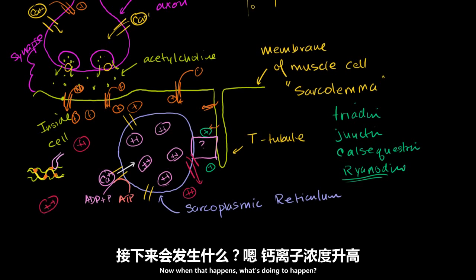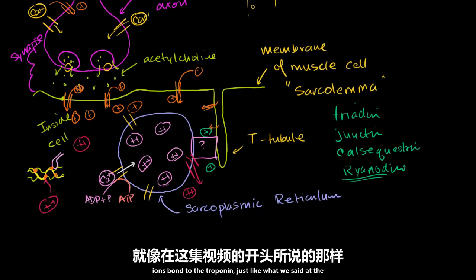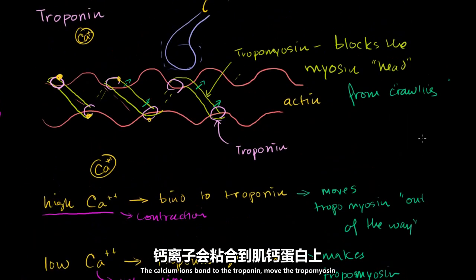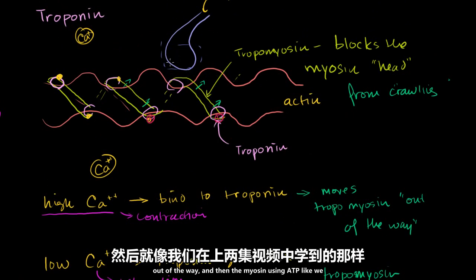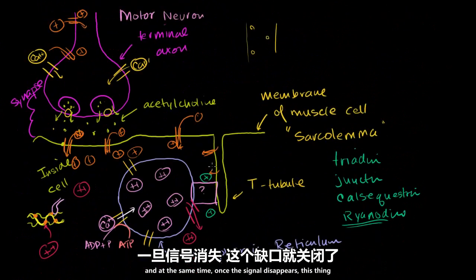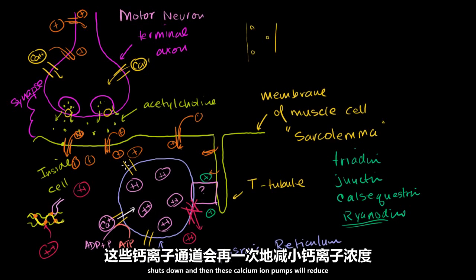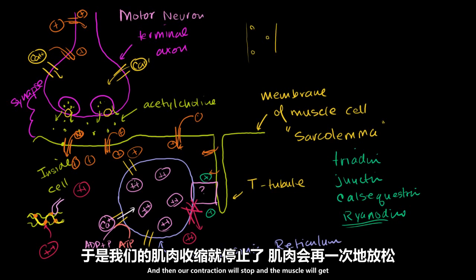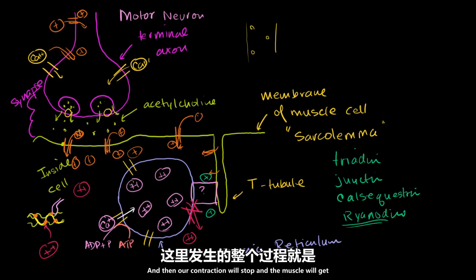Now, when that happens, what is going to happen? Well, with high calcium concentration, the calcium ions bond to the troponin, just like what we said at the beginning of the video. The calcium ions bond to the troponin, move the tropomyosin out of the way, and then the myosin, using ATP, like we learned two videos ago, can start crawling up the actin. And once the signal disappears, this thing shuts down, and then these calcium ion pumps will reduce the calcium ion concentration again, and then our contraction will stop and the muscle will get relaxed again.